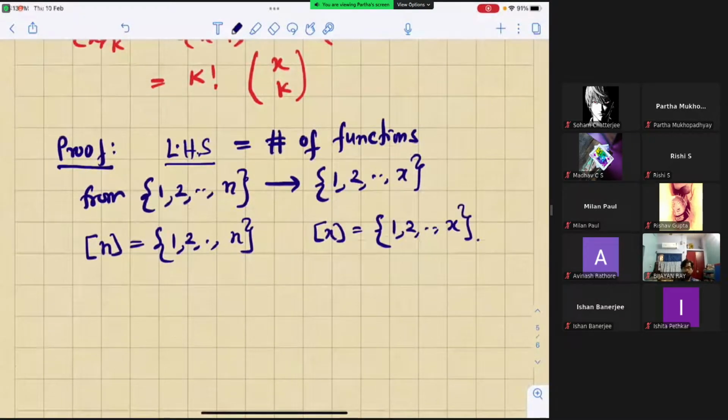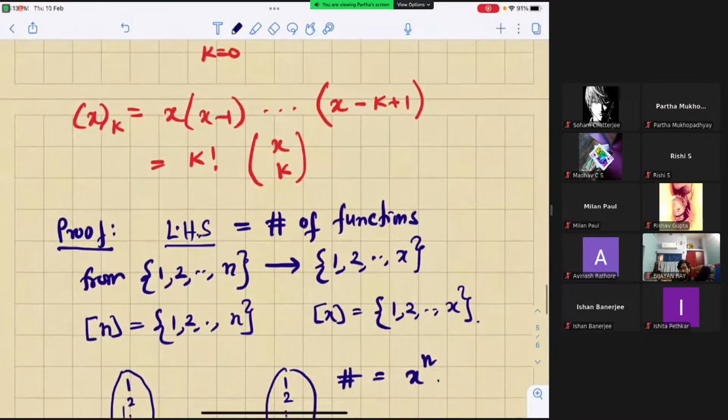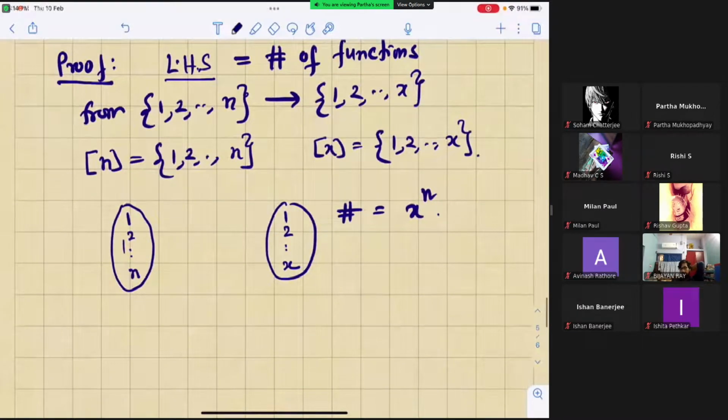What is the number of functions from 1 to n to 1 to x? That's very easy. How do you count that? Each of these n elements can be mapped in x ways. So that number is x power n. So this is your LHS. And let's try to interpret the RHS. Remember that when you count the functions, it is of course not necessarily surjective. In fact, there will be a lot of boxes that will be empty.